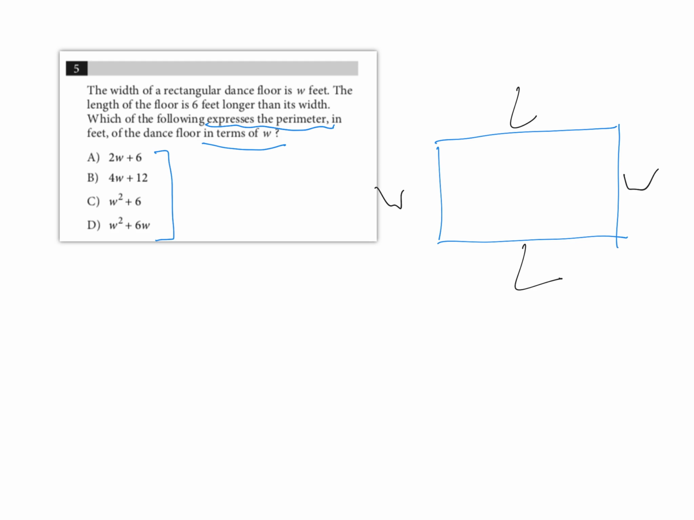The length of the floor is 6 feet longer than its width. We have a number sentence there. So the length of the floor is an equal sign in math. 6 feet longer than its width. 6 feet longer means to plus 6. Then its width, it's W plus 6. So length is equal to W plus 6.